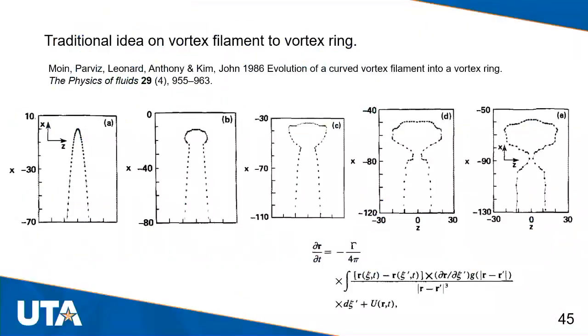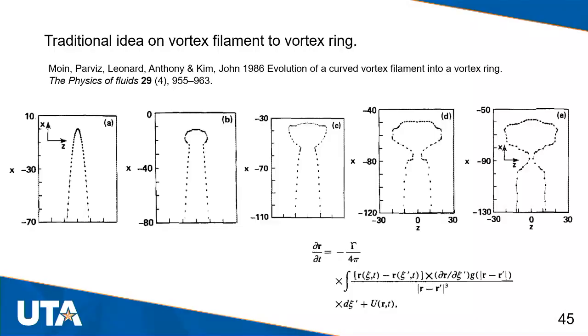So this method is powerful. It can show you a lot of detail, and we can use the co-line method to study some mechanisms. Since it's a preliminary work, we analyze the mechanism of vortex ring formation. The traditional idea on how a vortex filament becomes a vortex ring is the Biot-Savart formula, right? The self-induction.